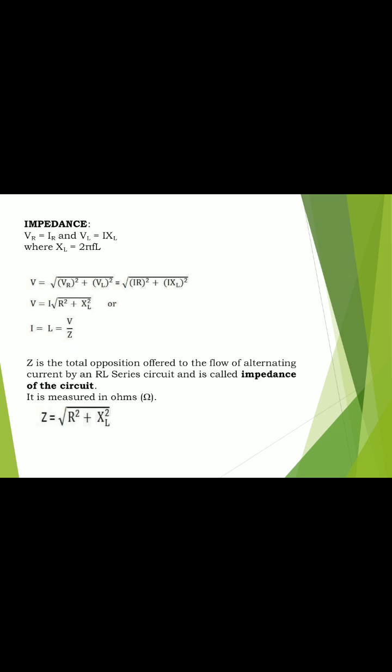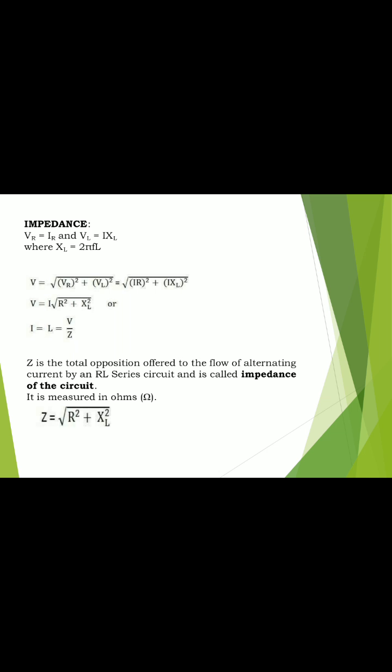Next, what is impedance? Impedance is the total opposition offered to the flow of alternating current by an RL series circuit and is called the impedance of the circuit. To find out impedance, we have the formula Z is equal to under root R square plus XL square.